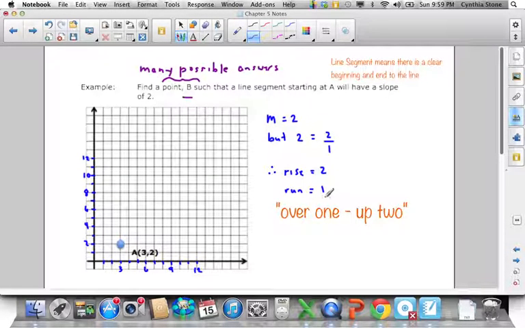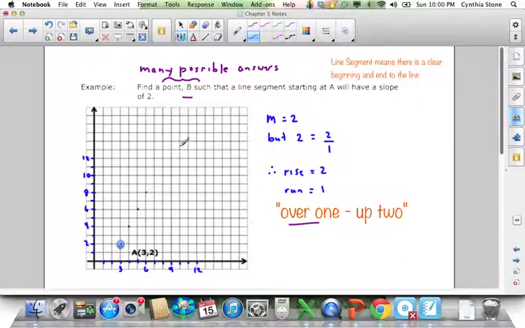So I have over 1, up 2. What do I mean by that? Once you've established this, you take the point that you're given. We're given this point right here, and we need to find another point. We could draw a line segment that goes forever, because it's not clear where it ends. To do that, we go over 1, meaning the run is 1, and up 2, a rise of 2. That's the language I use: over 1, up 2. There's a point. That could be point B if I wanted it to be. Over 1, up 2, that could be another point. I could do this forever, and it's just not clear where the question wants us to end.